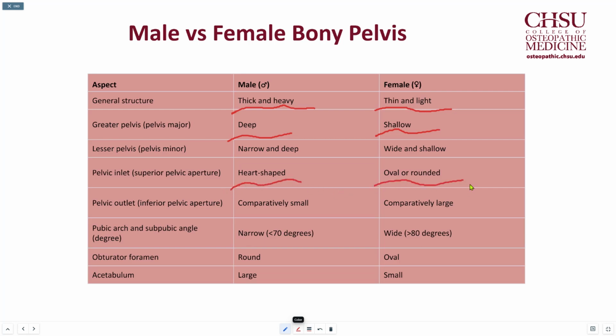And the key region is the pubic symphysis arch angle. So it's usually going to be less than 70 degrees for a male. And because females are going to be birthing, there's a need for it to be greater than 80 degrees. And then as a result, the acetabulum also changes shape because of the size of muscle mass and body mass.